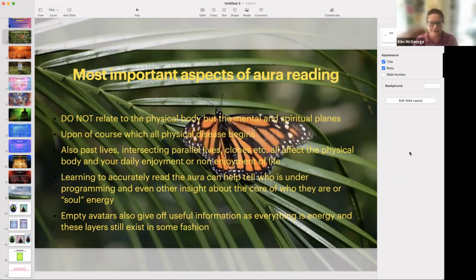Now, the way I see energy, I'm very familiar with seeing energy like this, which is why it's easy for me, but I welcome your actual real life observations, as well as you work with yourself, your family, your pets, and your clients. Okay, so most important aspects of our reading to me do not relate to the physical body. Sorry, Margaret, just kidding, but the mental and spiritual planes.